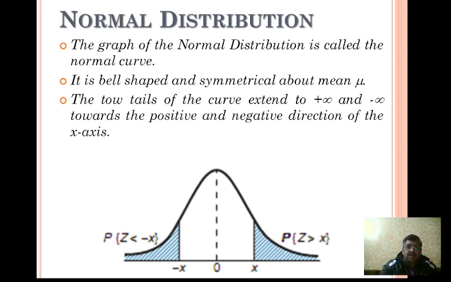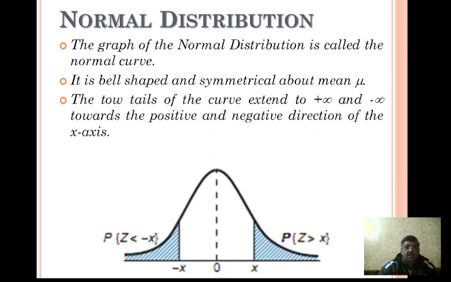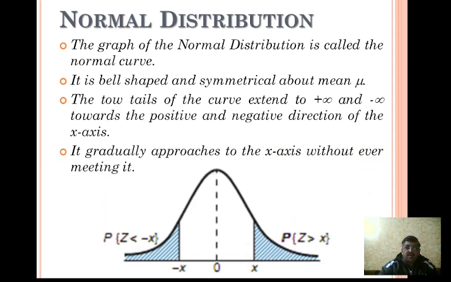So just to revise, the graph of the normal distribution is called the normal curve. It is bell-shaped and symmetrical about the mean mu, and the two tails, the left-hand tail and the right-hand tail of the curve, extend to plus infinity and minus infinity towards the positive and negative direction of the x-axis, and it gradually approaches the x-axis without ever meeting it, right?